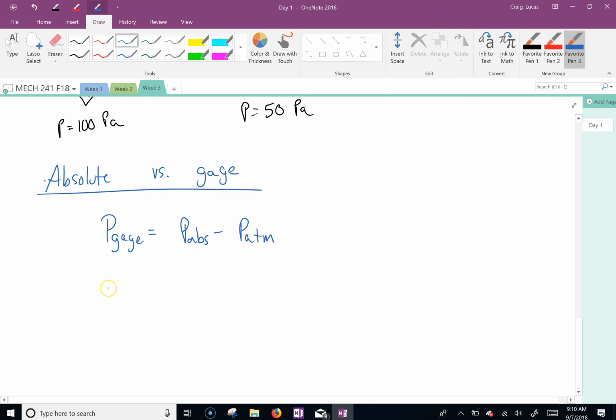There's also sometimes vacuum pressures, which just means that the pressure is lower than atmospheric pressure. So this is vacuum pressure.